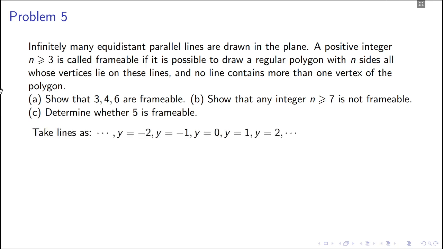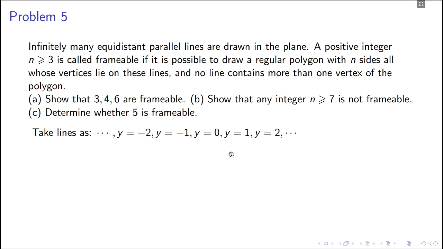Okay, so take those lines parallel to the x-axis. So the equations will be y equal to -2, -3, -4, -1, then 0, y equal to 1, 2, 3. So above the x-axis, the lines will be y equal to 1, y equal to 2, y equal to 3, and so on. So these are lines which are parallel to the x-axis, and the difference between two lines is 1. Now you want to draw a regular polygon, and the vertices of the polygon have to lie on these lines, and no two vertices should be on the same line, basically.